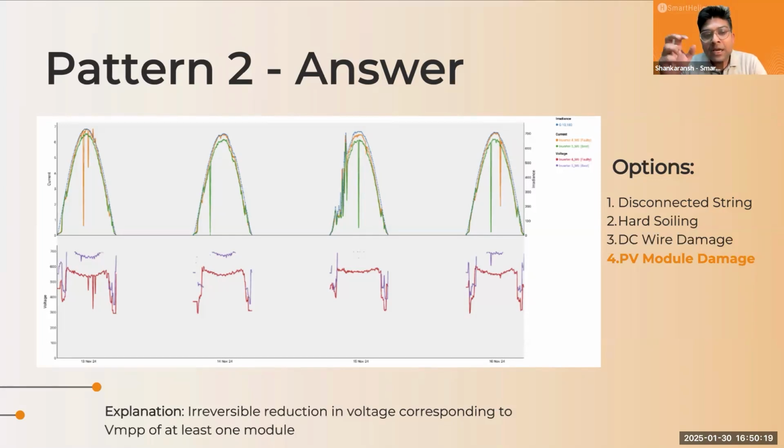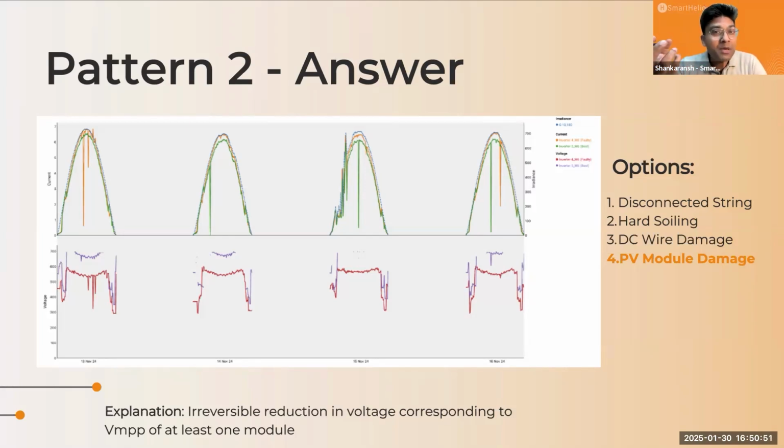Yeah. Now, with the pattern, what you need to see is, first of all, it's an irreversible damage. I mean, if a panel has gone bad, it has gone bad. And then if you track the voltage at different environmental conditions, because the voltage would keep changing, but at every instance, if you get that difference of at least one module, it's easy to classify that as PV module damage. It has some complications as well.